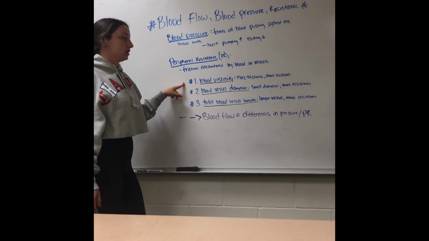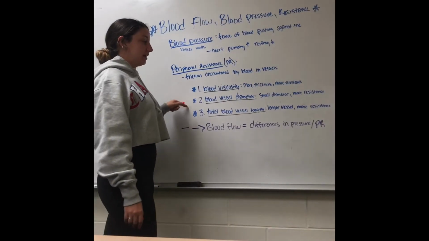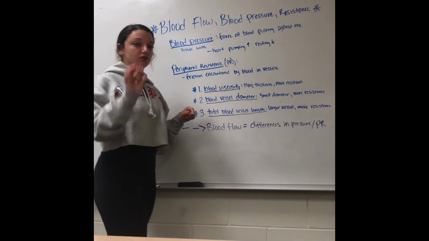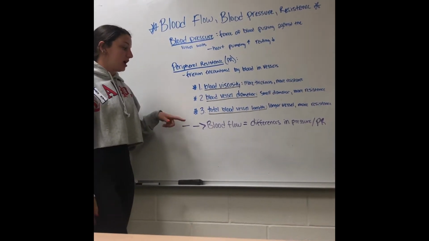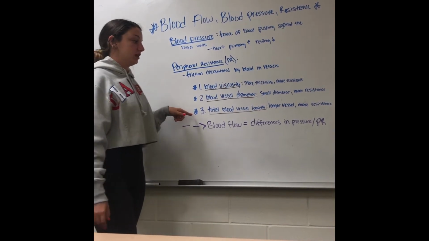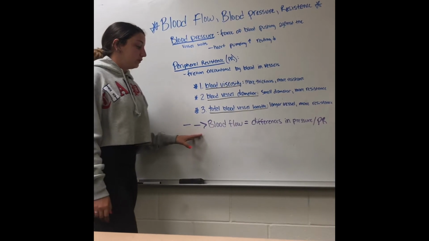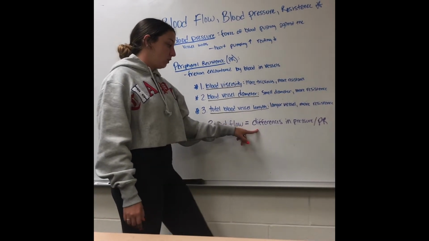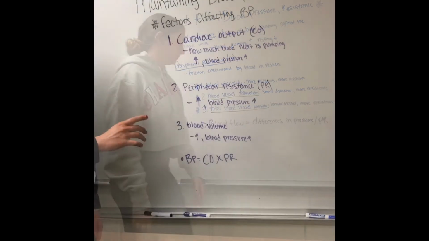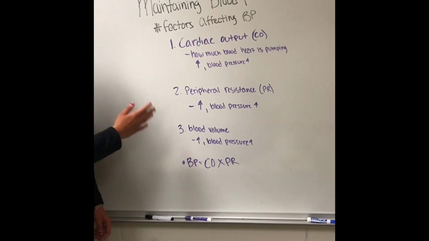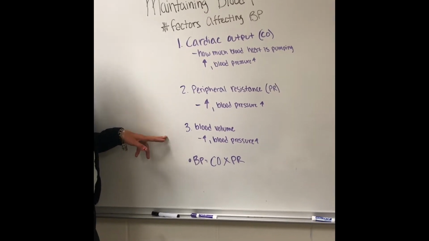Blood viscosity, the thickness, equals more resistance. For blood vessel diameter, the smaller the diameter, the more resistance is going to happen. And then the total vessel length, so the longer the vessel, the more resistance. Blood flow is going to be equal to the difference in pressure over peripheral resistance. There are three different major things that affect your blood pressure. One is cardiac output, and the other ones are peripheral resistance and blood volume.